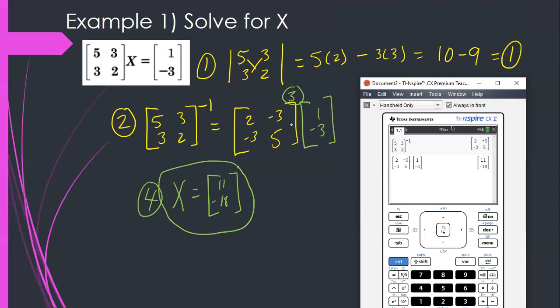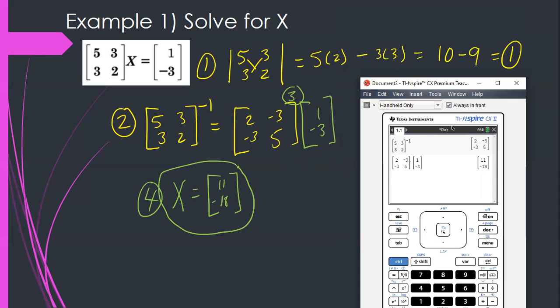Step 3, we multiplied the inverse times the 2 by 1 matrix on the right side, and then found the solution of our missing matrix. Notice how I did the 2 by 2 times the 2 by 1. If you input that incorrectly, it will not work because it'll be a 2 by 1 times a 2 by 2, and that will fail the smile test. So you will not get an answer.